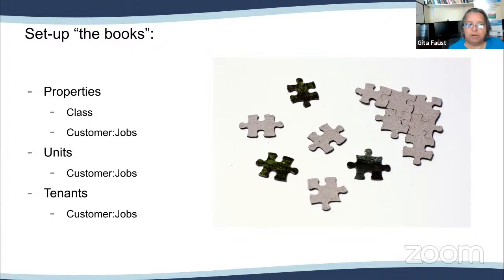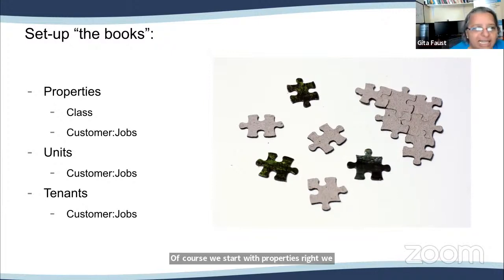Of course, we start with properties, right? We get a client and then we start with properties that they own. So we use classes, like I mentioned earlier, and we also use customers and jobs. Now in QuickBooks Desktop, we always create properties as customer and jobs, right? In QuickBooks Online, it's iffy. It depends on how many units you have and how many tenants you have, right?